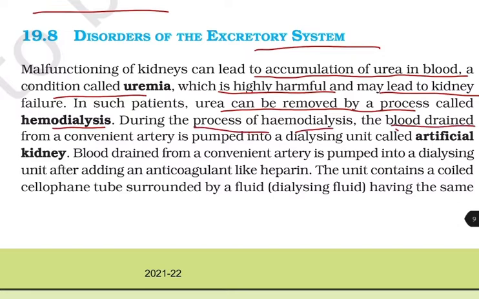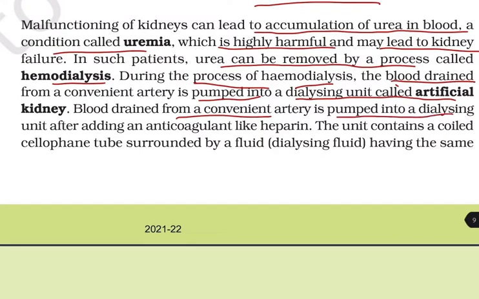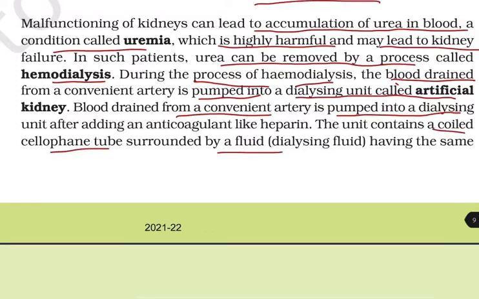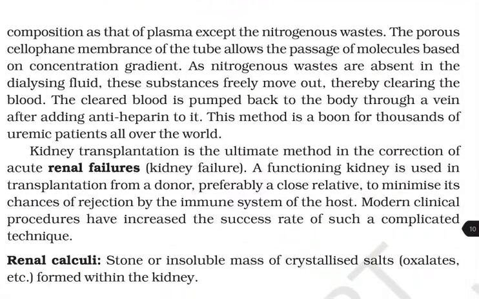During the process of hemodialysis, the blood drained from a convenient artery is pumped into a dialyzing unit called the artificial kidney, after adding an anticoagulant like heparin. The unit contains a coiled cellophane tube surrounded by a fluid, that is dialysing fluid, having the same composition as that of the plasma except the nitrogenous wastes.